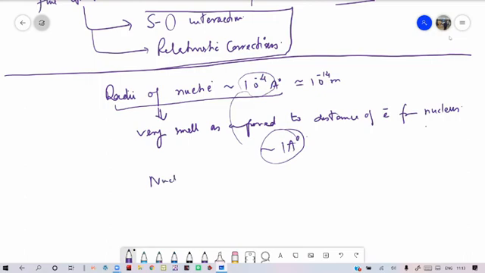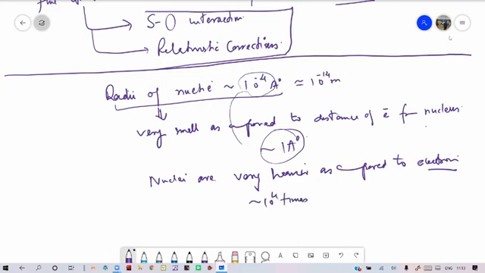Nuclei are very heavy as compared to the orbital electrons, that is, the extranuclear part, and they are about 10 to the power 4 times heavier than electrons.